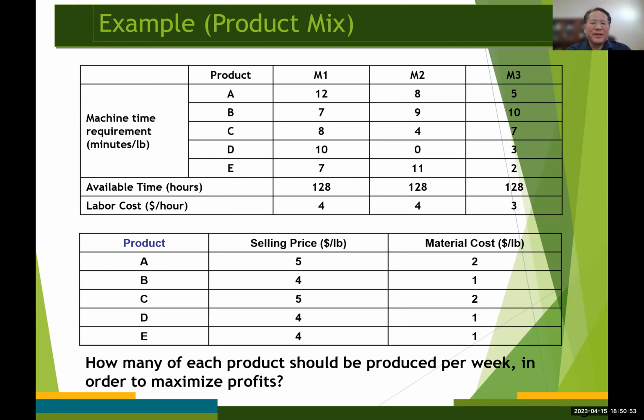Okay, so this is one of the product mix examples. In this example problem, there are 5 different products: products A, B, C, D, and E. Those 5 different products can be manufactured, and each product requires time on each of 3 different machines, machine 1, 2, and 3. Those are the machine time requirements, and the unit is minutes per pound. Also, this table shows 128 hours each week are available on each machine.